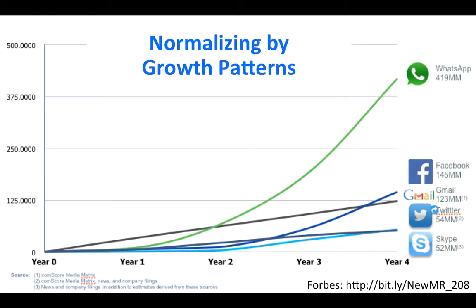What this shows us is in the first 4 years of existence, how many new users did Skype, Twitter, Gmail, Facebook and WhatsApp acquire. And what you can see from that is that WhatsApp is taking a very different trajectory. So that helps explain why Facebook was so keen to buy it. This is one of the standard normalizing techniques. We're going to be looking at normalizing techniques when we get into the quantitative lecture, lesson number 3.